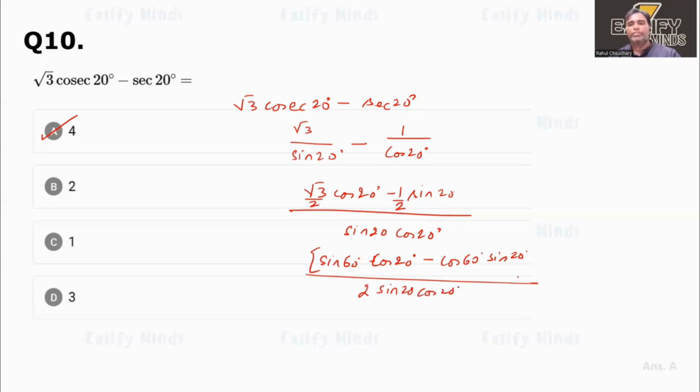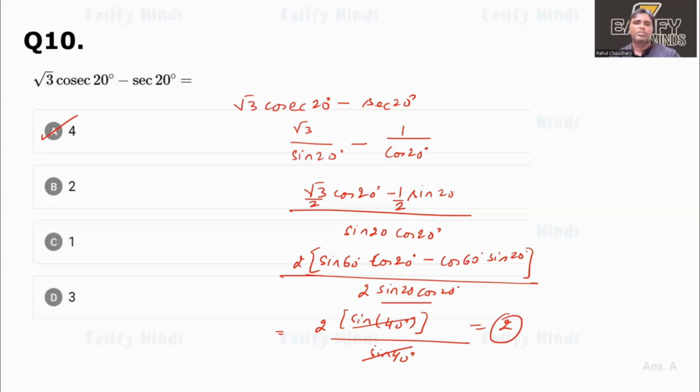Multiply with 2, divide with 2. 2 sine theta cos theta is how much? Sine 2 theta, meaning sine 40 degree. Sine A cos B minus cos A sine B is sine A minus B. 60 minus 20 is 40. Sine 40, sine 40 cancel. So what is the answer? Something is wrong, no? Okay, one wrong thing we have done. We divided by 2 but did not multiply with 2. So one more 2 is there. So 2 times 2 is 4. That is option A. Clear?